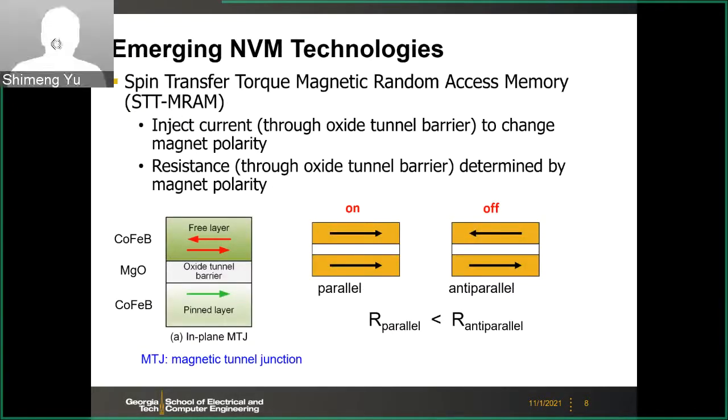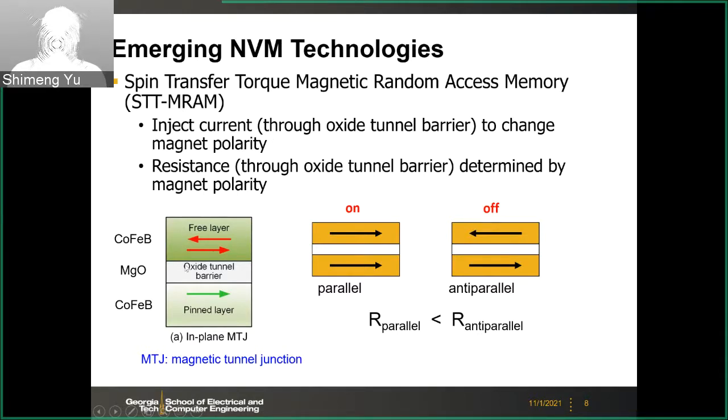Okay, so then let's move on to the emerging non-volatile memory, and we are going to have an overview for each of those technologies, and we will dive into the deep physics later in the following lectures, but today is just the principle. So the first one is this spin transfer torque magnetic random access memory, or STT MRAM for short. STT for spin transfer torque, MRAM is magnetic random access memory.